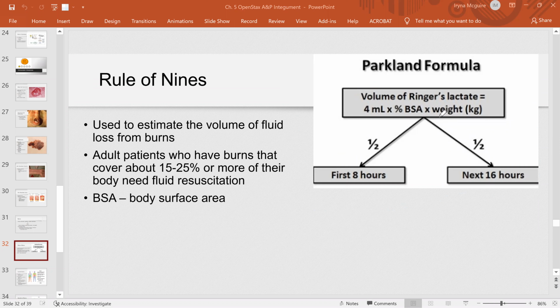We will not go into detail with this formula, but you can see that to use this formula, you need the body surface area that was damaged by the burn, right? Because you need to take 4 milliliters, you need to multiply by this body surface area that was burned and multiply by the weight of the patient in kilograms. So the rule of 9 is used to determine this variable or parameter, BSA, body surface area. Now, how exactly is that done?